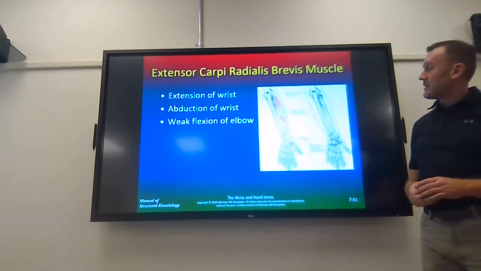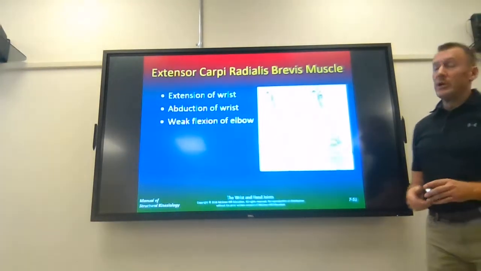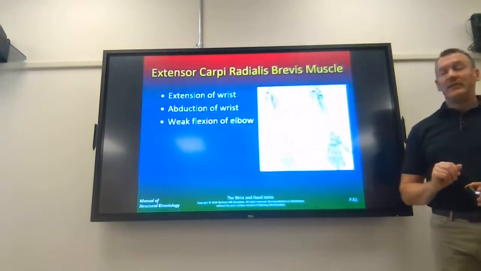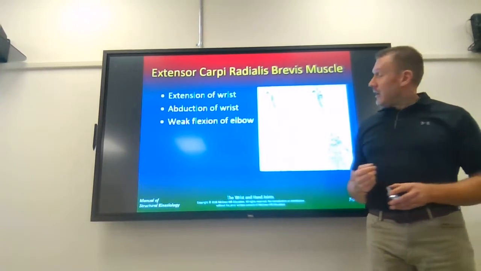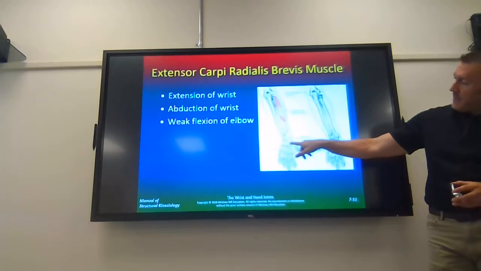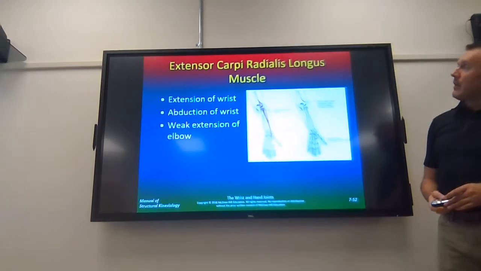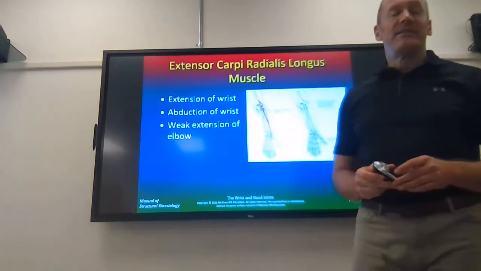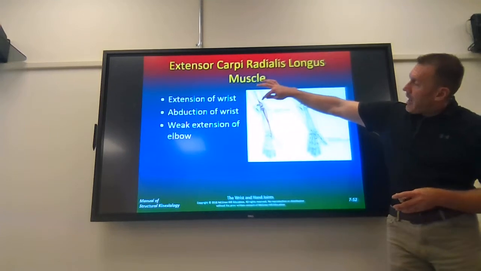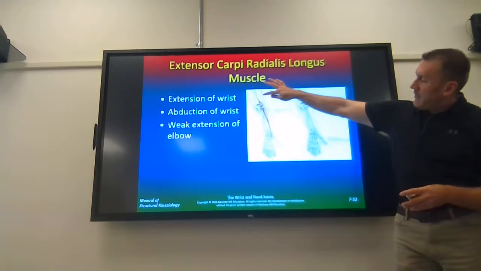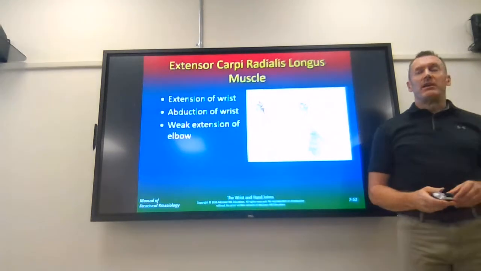Okay, extensor carpi radialis brevis. So usually where there's a brevis, there's also a longus. And so same side of origin, okay, so right up here, lateral epicondyle. It's a radialis, which means radial deviation or abduction. And it has its insertion here at the base of the third metacarpal. Okay, extensor carpi radialis longus. So just similar functions. Has its origin slightly up higher at the lateral supracondylar ridge, and then drops down the lateral side to insert here at the base of the second metacarpal.